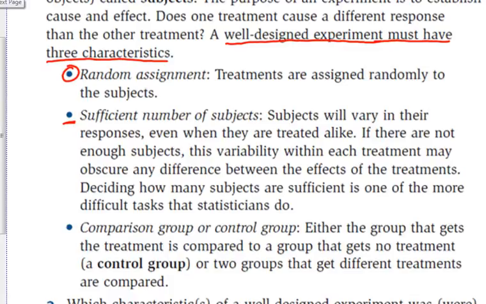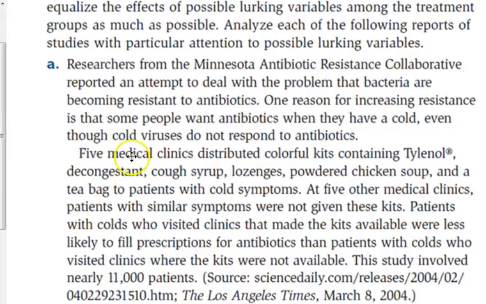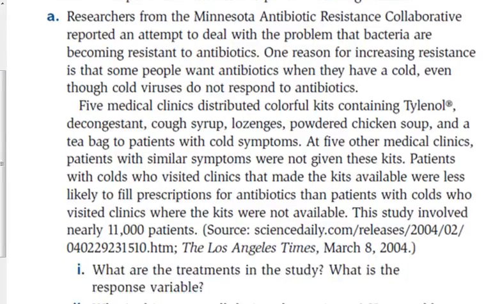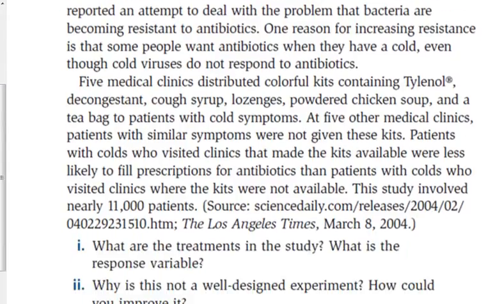Okay, let's start at the bottom. Do we have a comparison or a control group? Yes. Five clinics were given the kits. Five other clinics were not given the kits. So we've got a comparison or control group. Do we have a sufficient number of subjects? Yeah, we have 11,000 patients. I would say 11,000 is probably a sufficient number.